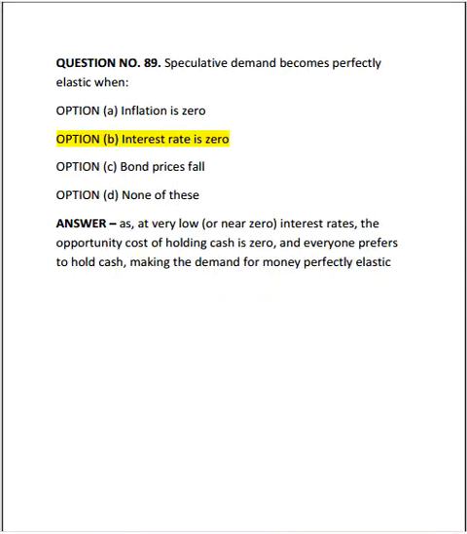Option D. None of these. Answer: A. At very low or near zero interest rates, the opportunity cost of holding cash is zero, and everyone prefers to hold cash, making the demand for money perfectly elastic.